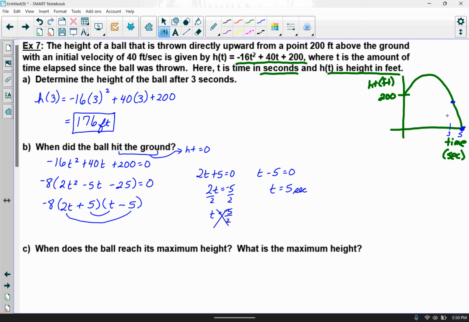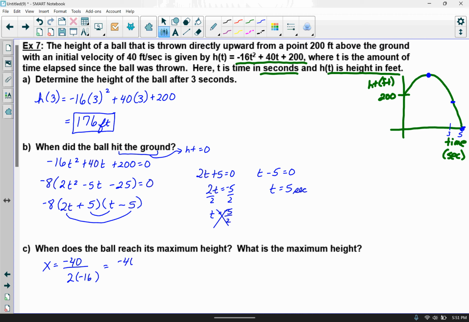but we knew that at 3 seconds it was at 176 feet. Okay. Part C wants to know, when does the ball reach its maximum height, and what is that maximum height? So now I'm trying to establish this point right here on my graph. So when does it reach its maximum height, and what is the maximum height? Anytime you're asked to find a maximum or a minimum, you're referring to the vertex. So we want that vertex formula that we had earlier in this set of notes.